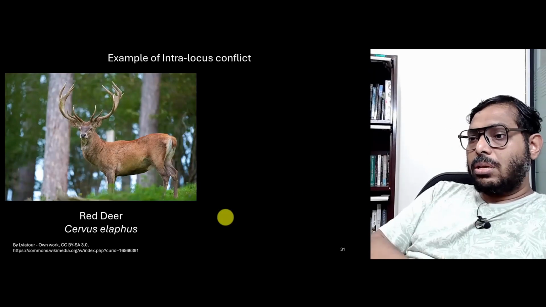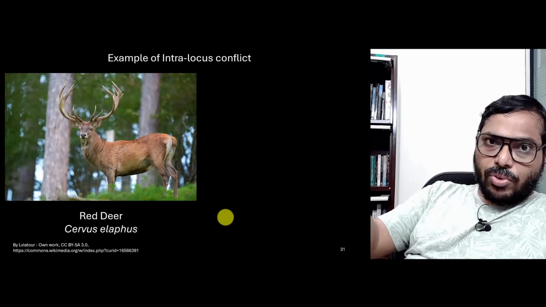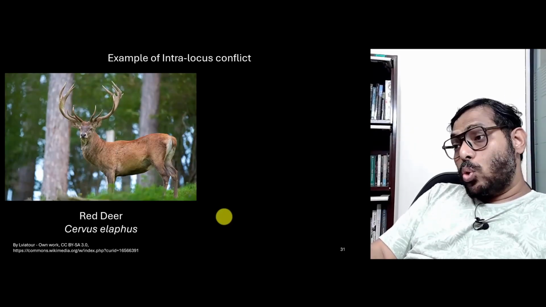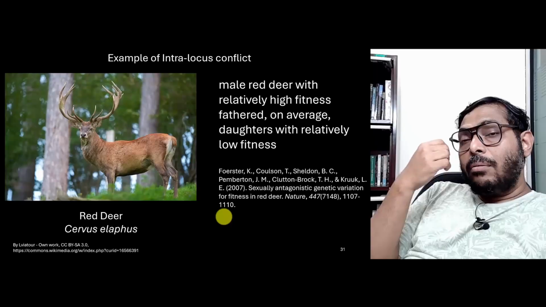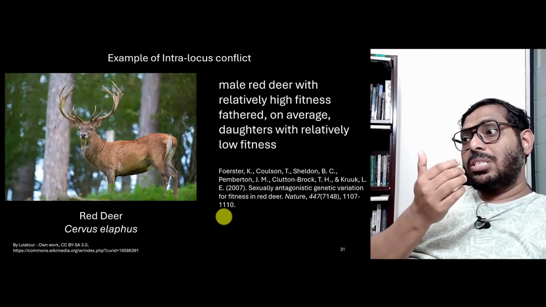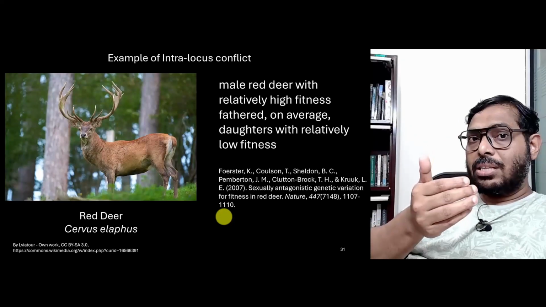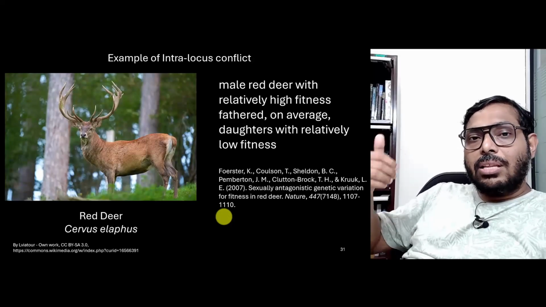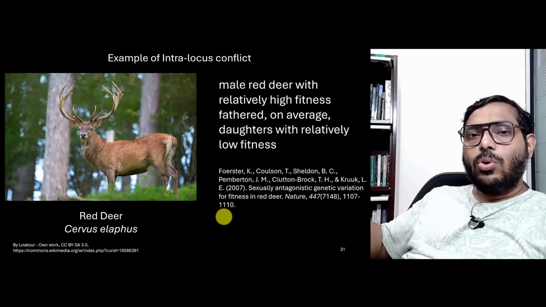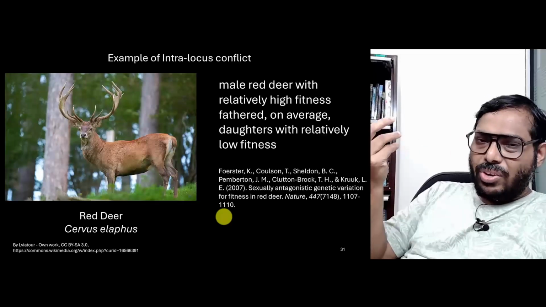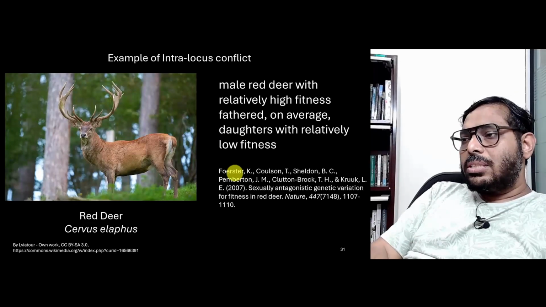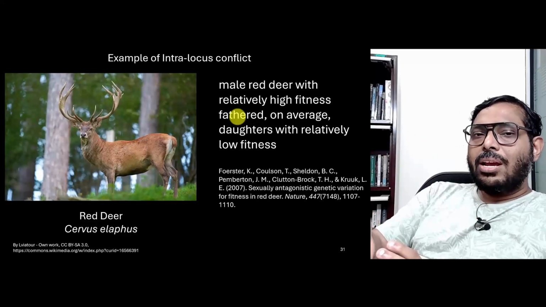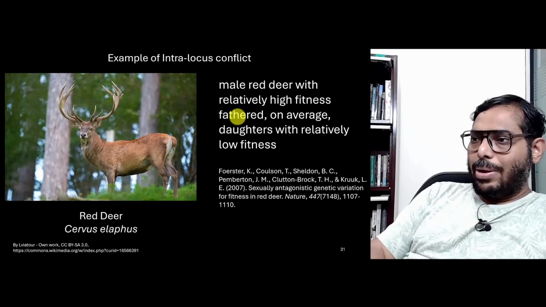So, this is one example from a species that we have already met. This is the red deer, and what people have shown is that male red deer which have relatively high fitness, if you look at their daughters' fitness, it is negatively correlated, okay, and vice versa obviously, right. So, this tells you that what turns out to be good for the male turns out to be bad for the females.